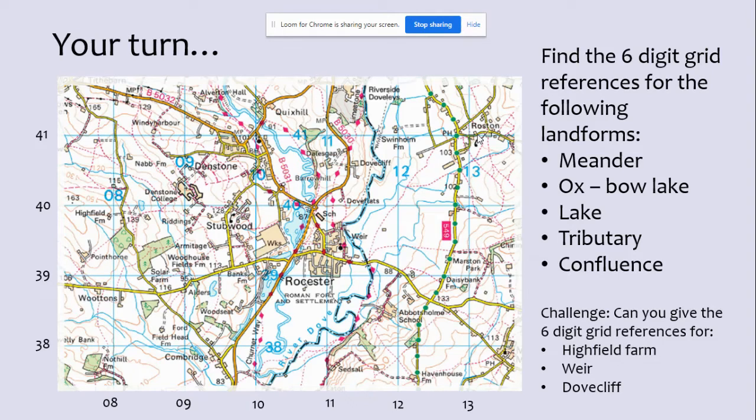So we've got meander, oxbow lake, lake, tributary, confluence, are the same ones as before. So I'll highlight them again on the map for you. Obviously, because the lake is big, then just do your grid reference for this pink dot here, because obviously it's going to cover quite a few. So I'd like you now to have a go at trying to do the 6-digit grid references.